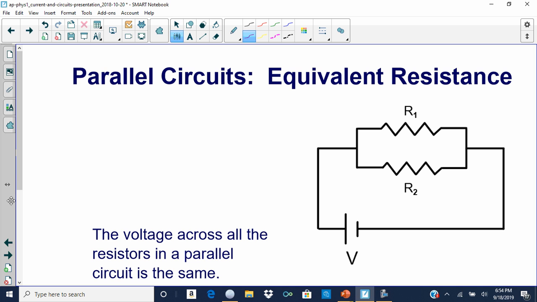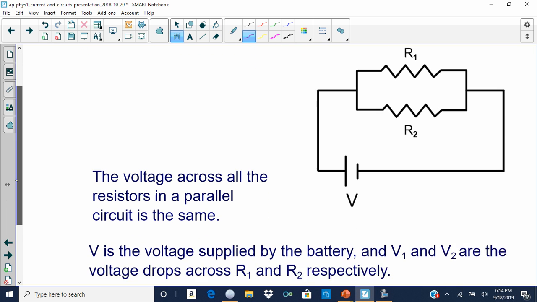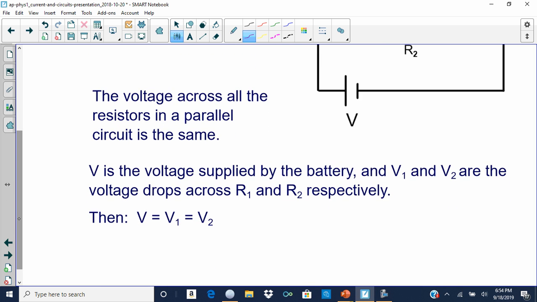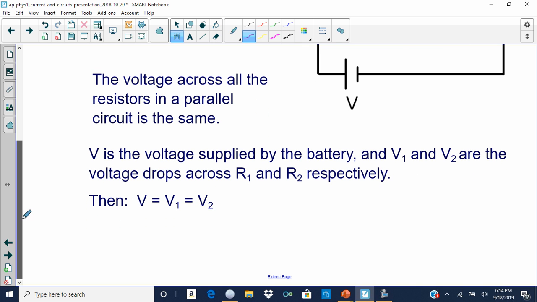Okay? So the voltage across all of the resistors in a parallel circuit is the same. V is the voltage supplied by the battery. V1 and V2 are the voltage drops on R1 and R2. But V, the total voltage of the battery, is equal to V1, which is equal to V2.